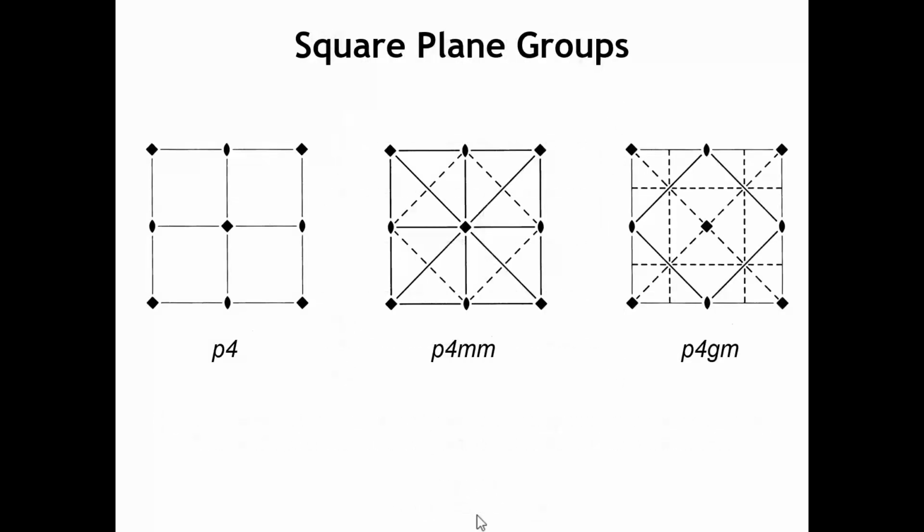We can look at the square plane groups, and so you can see there's P4, no mirrors there. P4mm, where the mirrors intersect at the fourfold axis. And then P4GM, where you can see the glide planes are now intersecting the fourfold axes, and the mirrors intersect the twofold axes. So these two, P4mm and P4GM, are different.